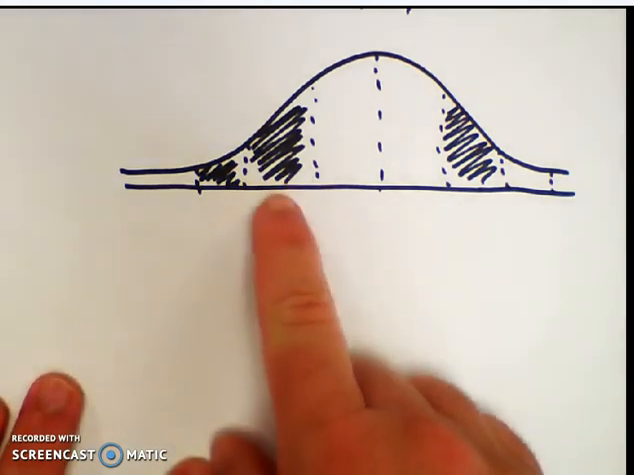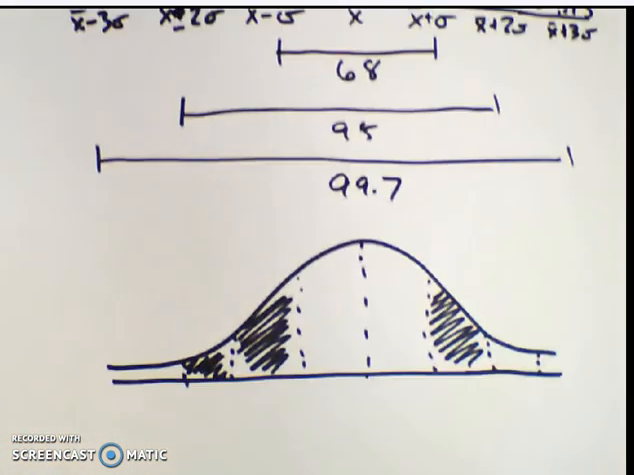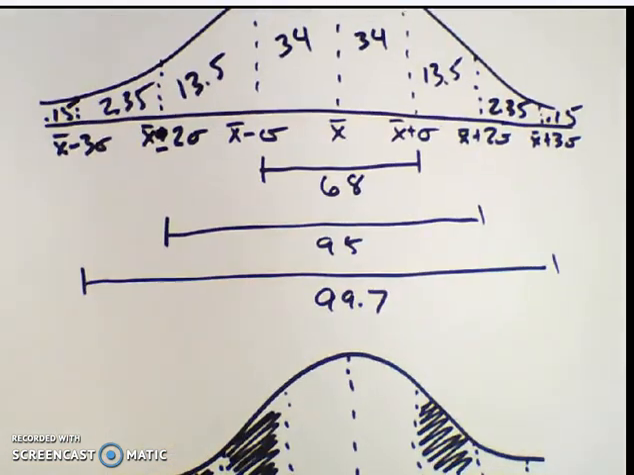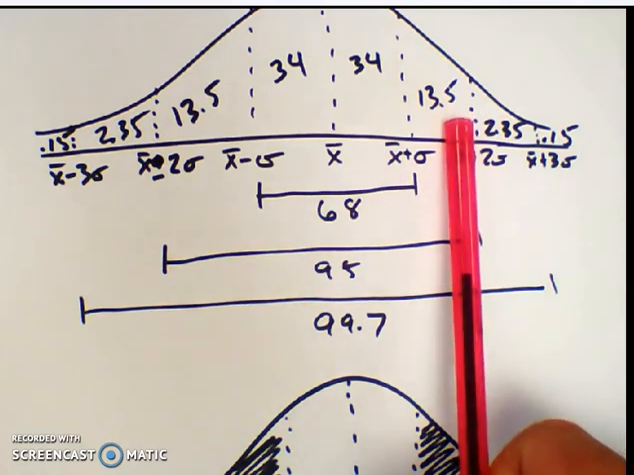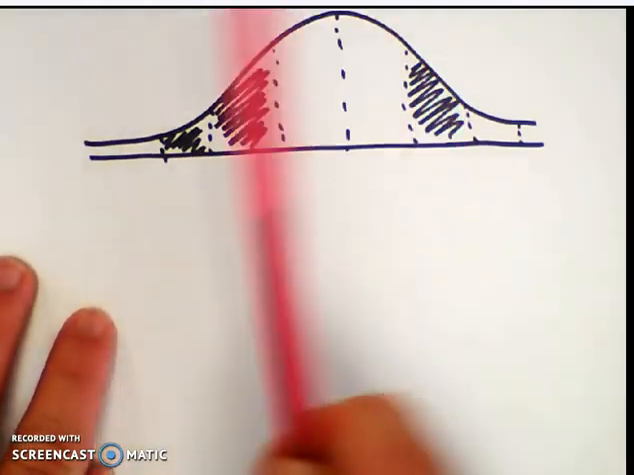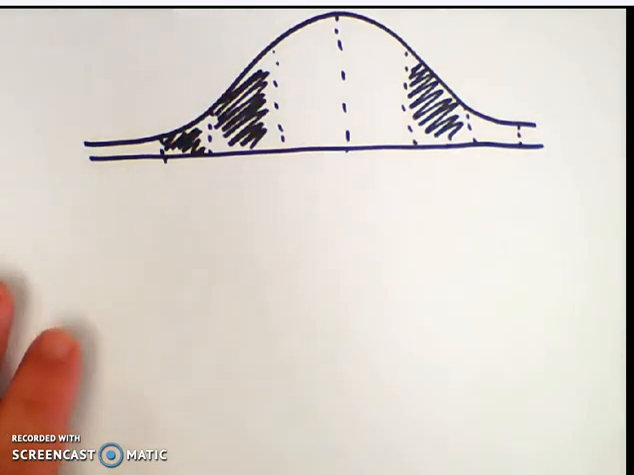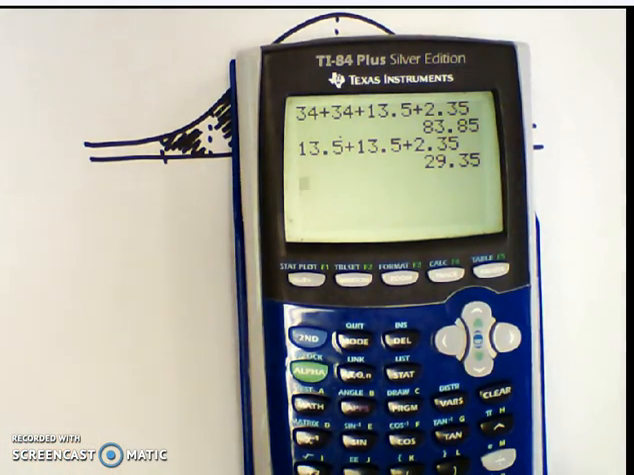As for the percentage that falls in the shaded region, this is just like the question that we did earlier. You look at the chart that you have drawn out. The shaded parts was this part, that part, and the 2.35. So you do 13.5 plus 13.5 plus 2.35. That gets you 29.35%. So that is your answer.